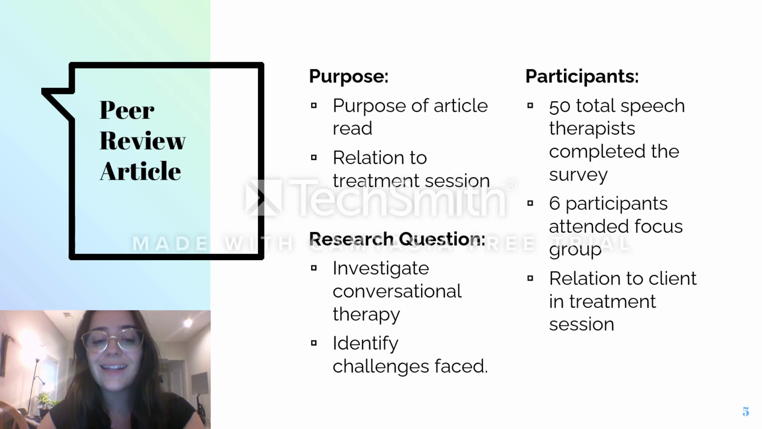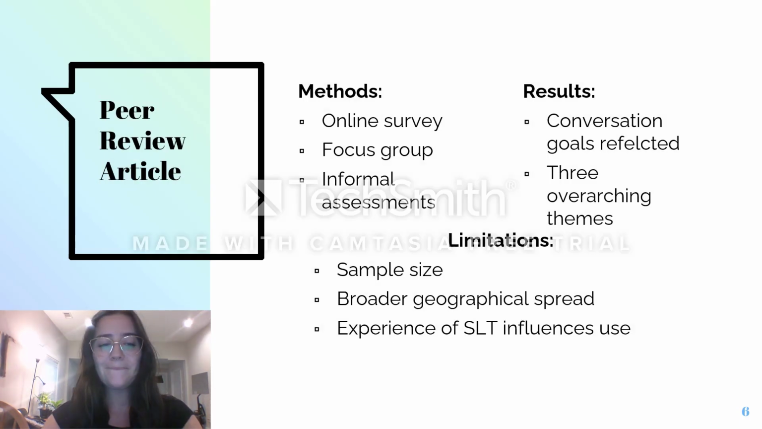The participants in the study related to the client in the treatment session because they are providing the same type of treatment the client receives during the treatment session that I observed. The participants are investigating how they, as speech therapists, would define, deliver, and identify challenges of conversational therapy. An online survey and focus group explored how speech therapists deliver conversational therapy to support people with a range of communication disorders. The data was analyzed using descriptive statistics and thematic content analysis.